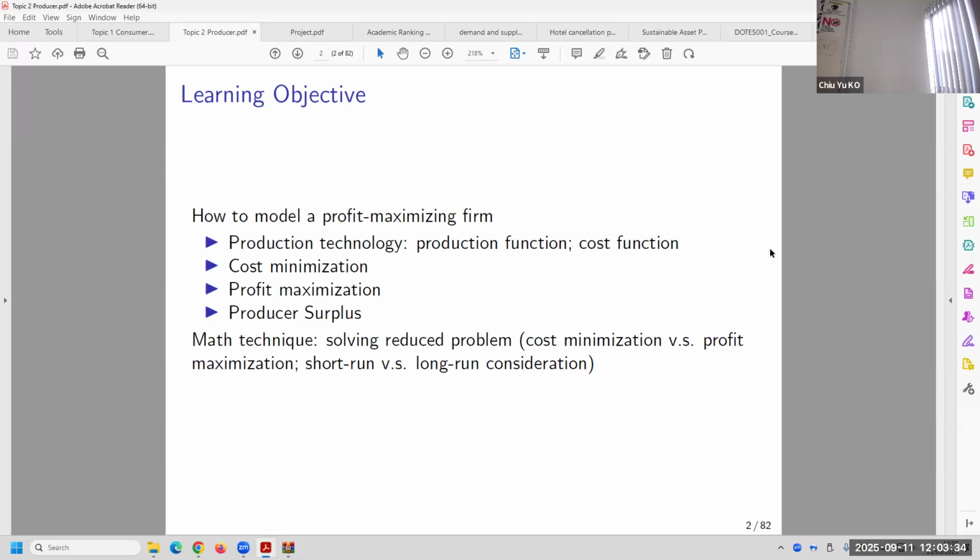But you also have a minimization problem, where you forget about the production. You just talk about how to organize your input. Forget about selling the good. If I want to produce this much of the good, how can I minimize my cost, right? So that's two problems: cost minimization and maximizing your revenue. So naturally, you have two different problems there, minimization and maximization.